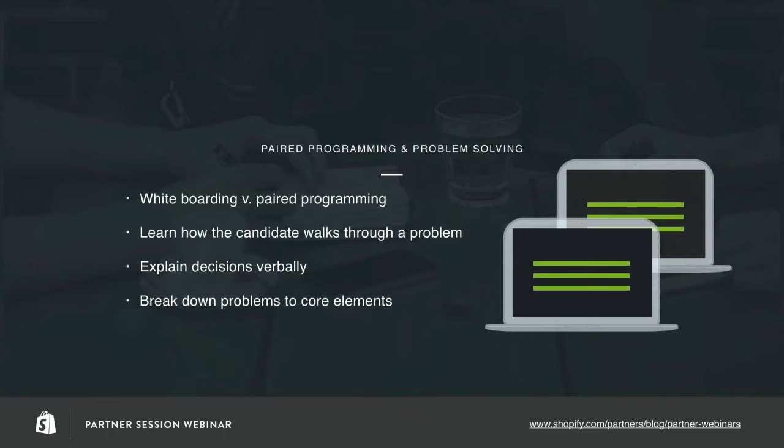If paired programming is not an option, you can whiteboard out this problem. Pick a problem together, talk it through, walk through it, and ask a bunch of questions of each other. Try to have the opportunity to stump each other on some things, and make a game out of it, keep it fun and light. But ultimately, again, you're trying to break these problems down to their core elements, and see if they understand the limitations of the solution that they came to with you.